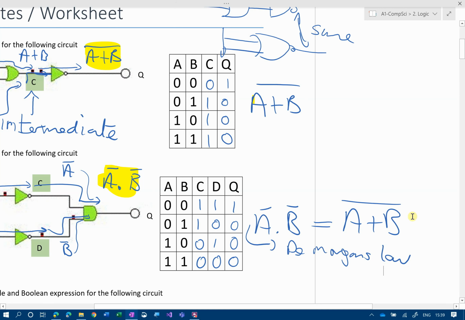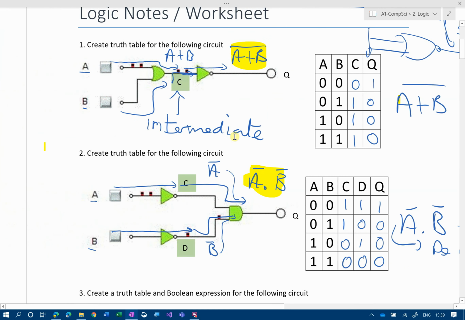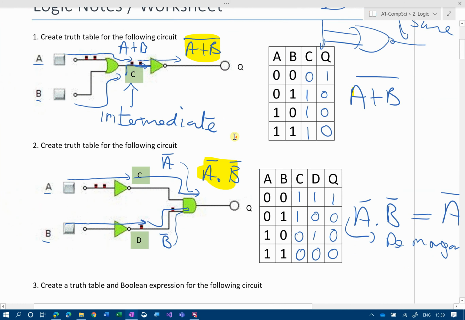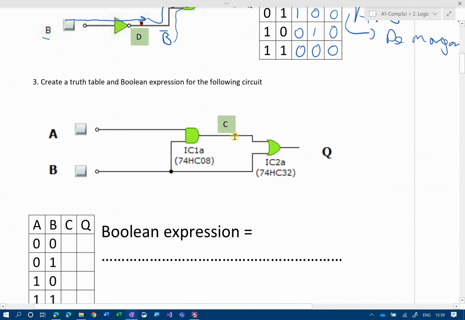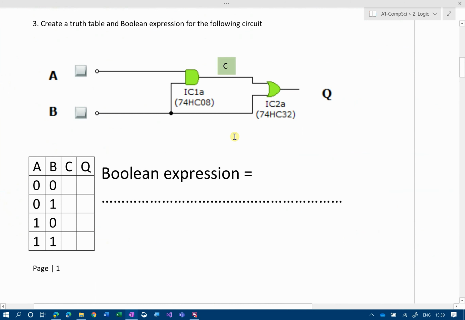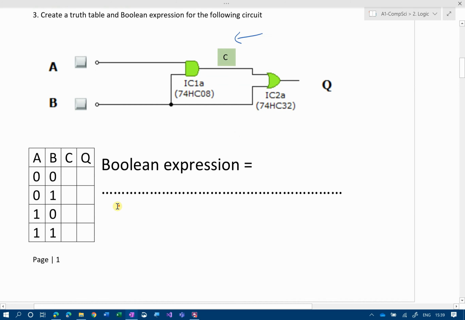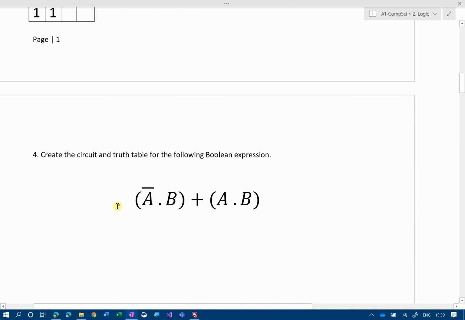Okay, that's the first one. So that's basically how you do these. They're fairly straightforward. Number 3 is create a truth table and a Boolean expression for the following circuit, which is this circuit here. Again, we've got an intermediate here at C, so we're going to fill out C and put the answers in there. I'm not going to go through that one.